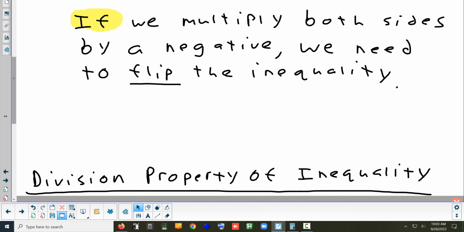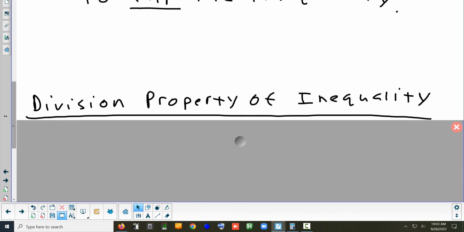Okay, does everybody have the part after the if about flipping the inequality? Okay. Now, what happened when we divided both sides of an inequality by a positive number? How did that work out? We divided both sides by a positive.